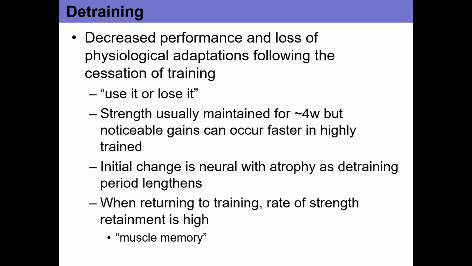So the initial change is you lose the neural adaptations, so there are some alterations in motor unit recruitment, some alterations in synchronicity, that kind of stuff. And then as we have a longer period of detraining, the muscles will reduce in size, so you'll get some muscular atrophy. But if they return to training after 3 months off because life was hectic or they were traveling or whatever, you return to that original point much more quickly than you got there the first time. Oftentimes that's referred to as muscle memory. So the brain relearns those neural adaptations really quickly.